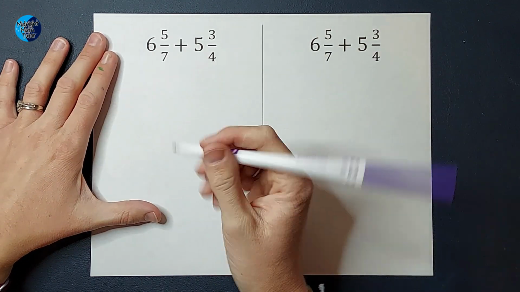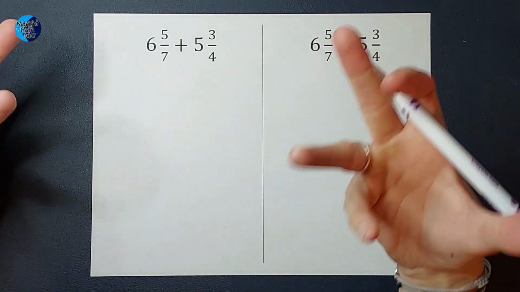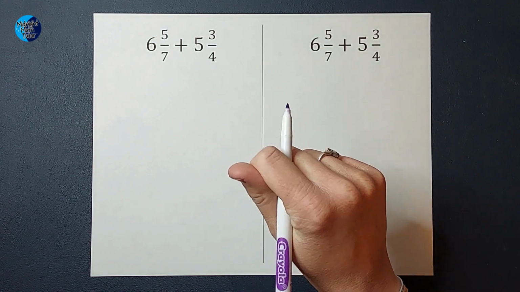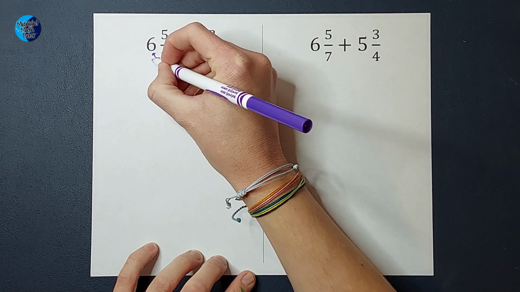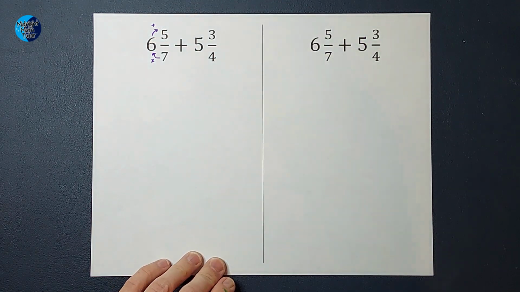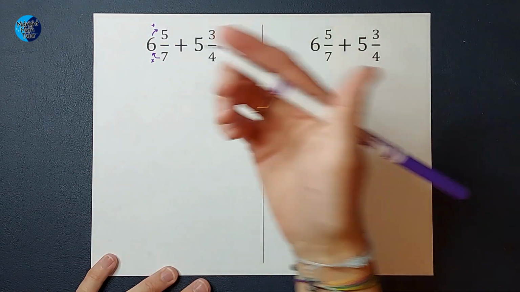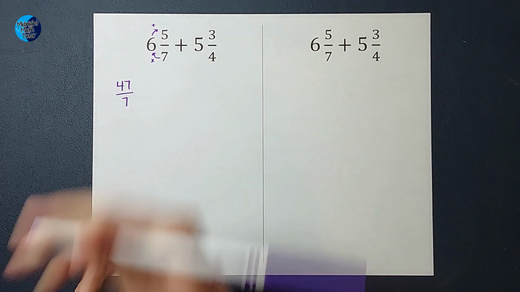I have a video linked in the corner where I go through this process a bit more slowly if you find I'm going too fast, okay? But for this one, we are going to turn both of these mixed numbers into improper fractions. So to do that, I'm going to do 7 times 6 and then add 5, and we keep it over 7. So 7 times 6 is 42. Add 5, I get 47, and we are still over 7.